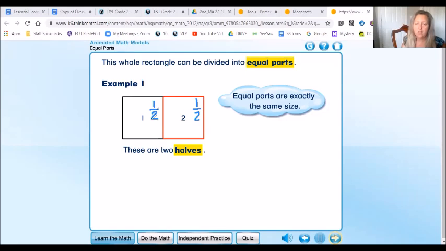All right. Pause and make sure that you have labeled your rectangle with 1/2 and 1/2. We don't have to put these numbers inside, but pause so that your rectangle on your paper looks like mine. Don't forget to label the inside to tell me the name of each part. Pause.